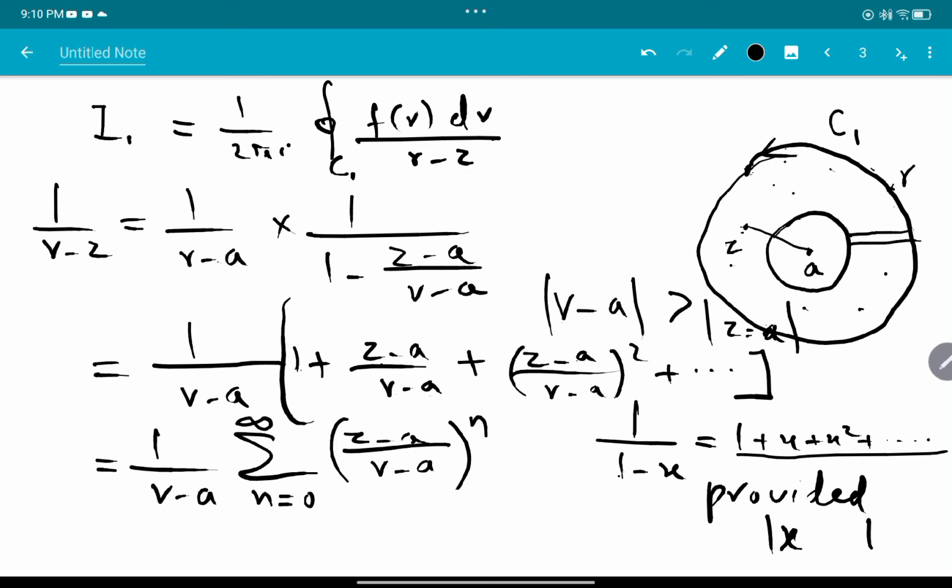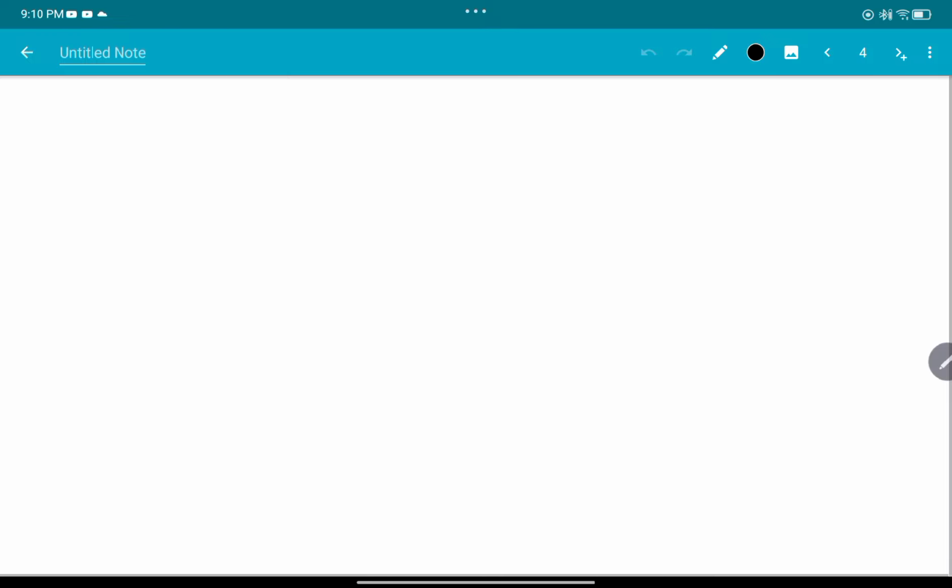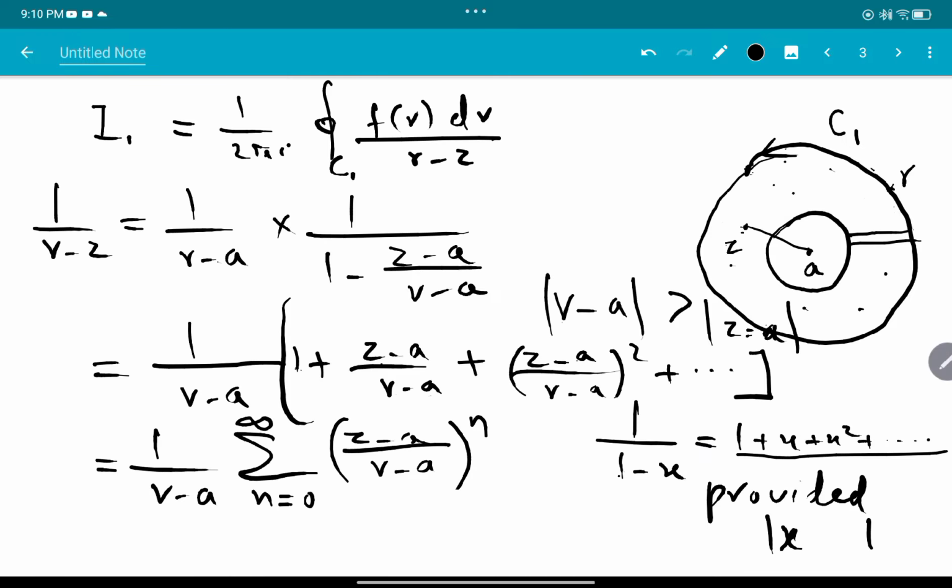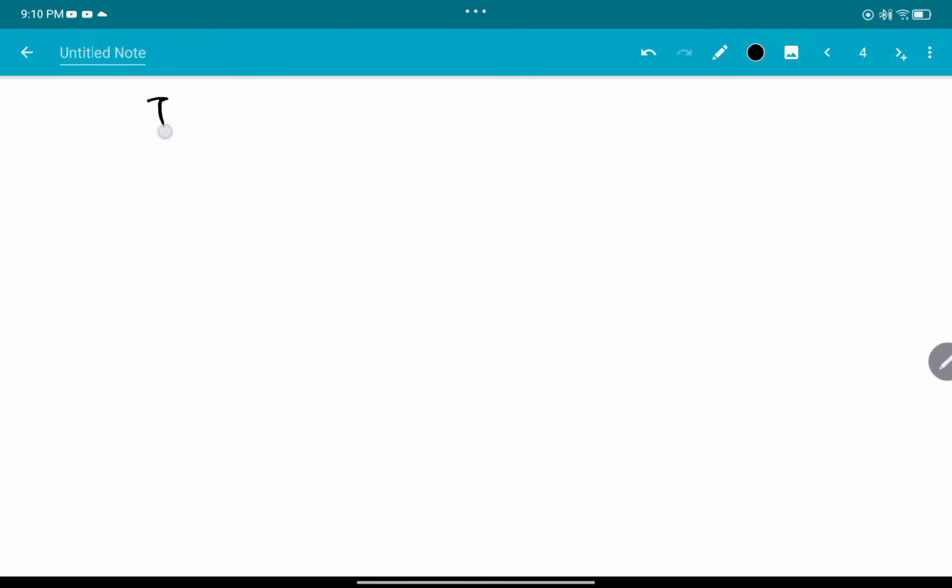So I will have this result that I am going to write on the other page. That is what it was. f of z is not this; this is only one part of f of z, I1. So I1 is equal to 1 by 2 pi i, 2 pi i.